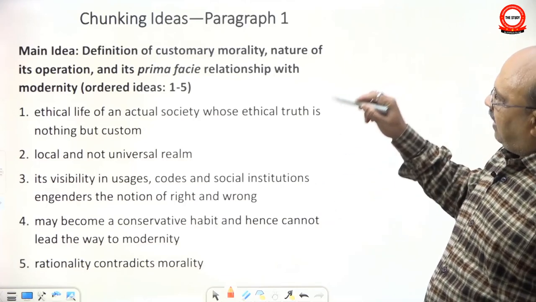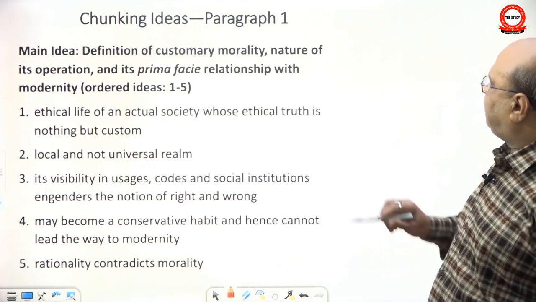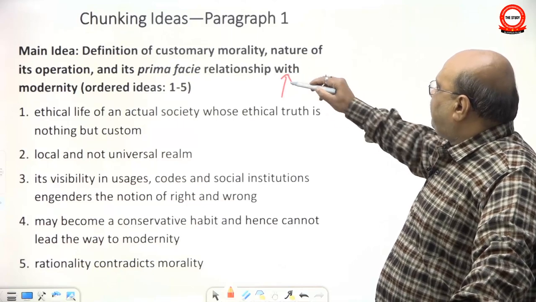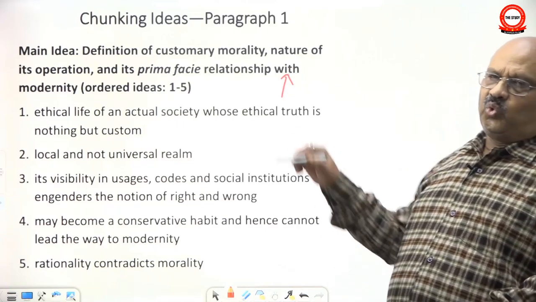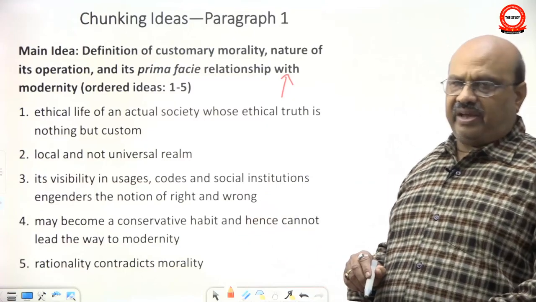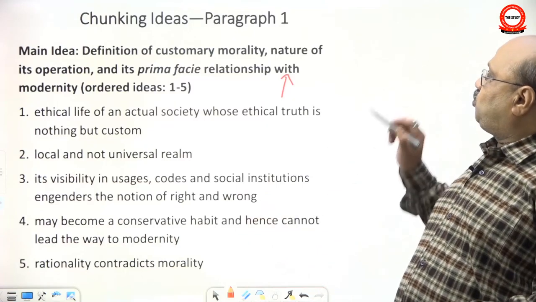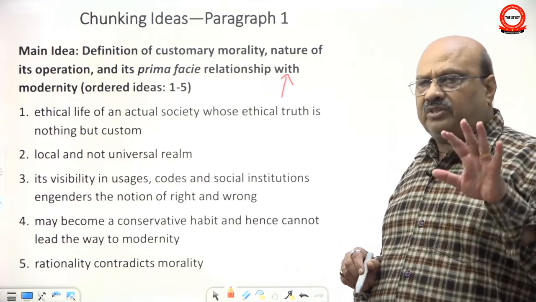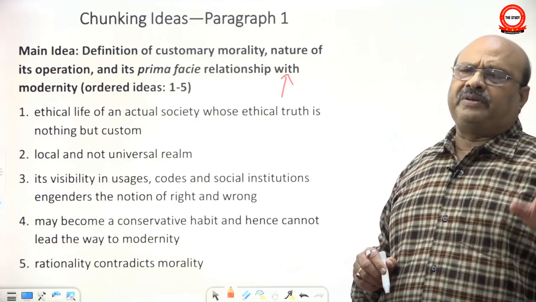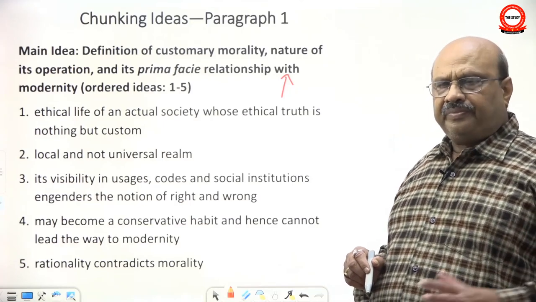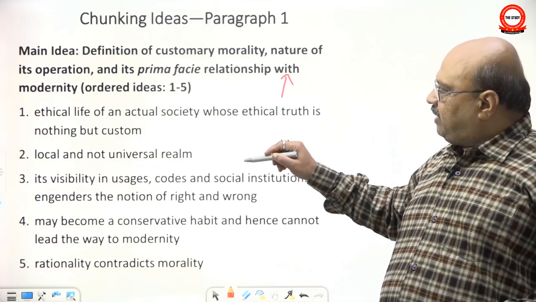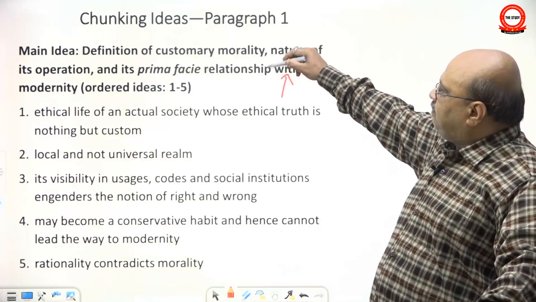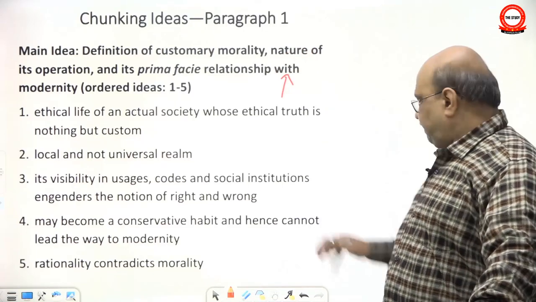And why do I have these ideas for paragraph number 1? Because these ideas point towards this main idea. Through these ideas, I have tried to provide a definition of customary morality, the nature of its operation, how it operates, and its prima facie relationship with modernity. So these five ideas will prove this main idea of the first paragraph.